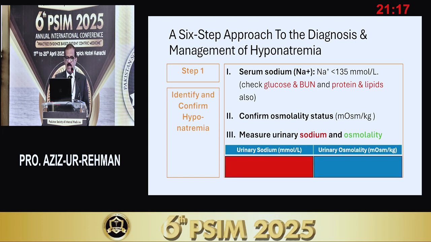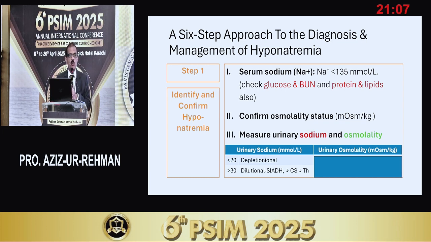And based on that, if you measure urinary sodium, if it is less than 20, that means it is depletional. That means if there is actual deficiency of sodium in the body, kidneys must be very efficiently trying to preserve every single molecule of sodium passing through the nephron. So sodium is reabsorbed. That means urinary sodium concentration must be low. So that is depletional. That means the body is actually deficient in sodium and you probably need to replace it. But if it is more than 30, that means that it is dilutional.